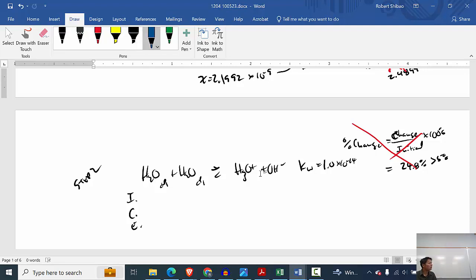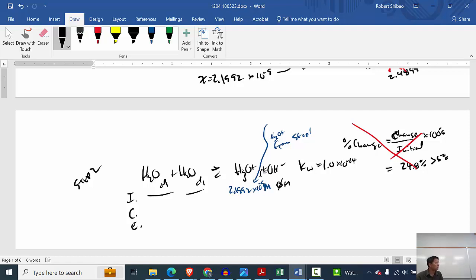All right, so what we're going to do is carry down the hydronium from step one. We'll plug in here 2.1992 times 10 to the negative 9 molar. And then the hydroxide, we pretend that the water hasn't done anything, so the hydroxide is just zero. If this were pure water, we'd generate 10 to the minus 7 molar hydronium and 10 to the minus 7 molar hydroxide. But since we already have some hydronium here, we're going to generate much less than 10 to the minus 7 molar. And so that's going to be plus X. We'll figure that out.